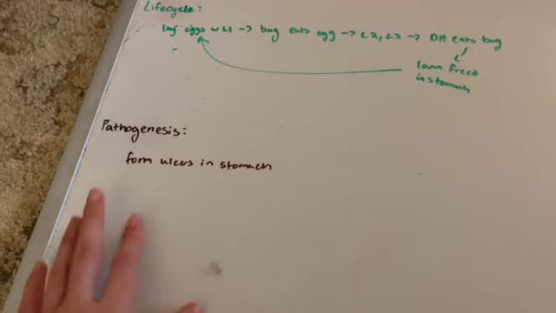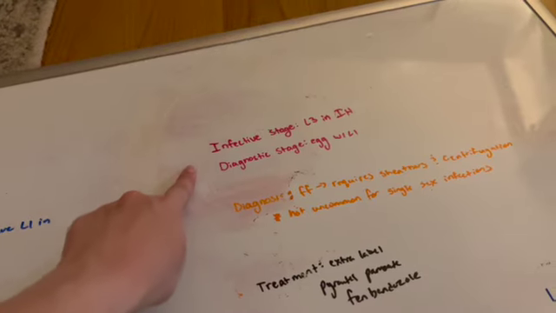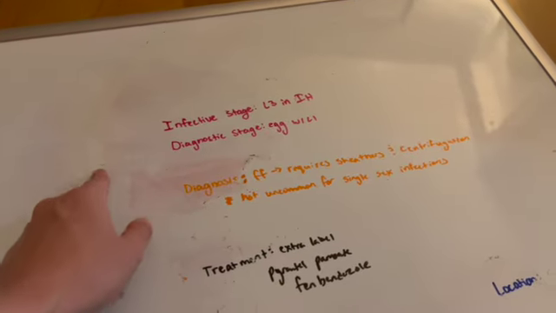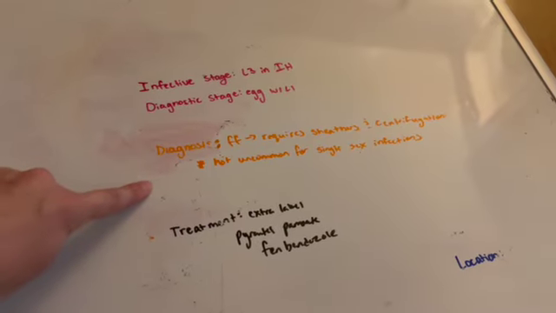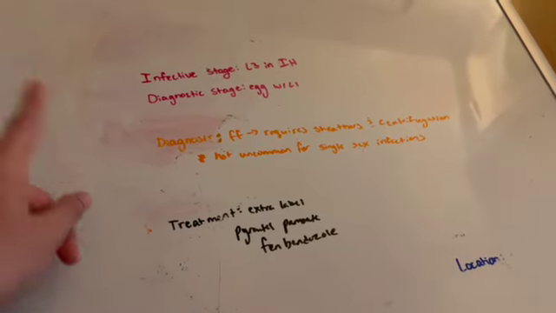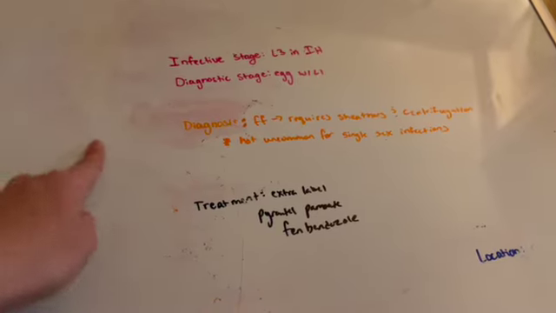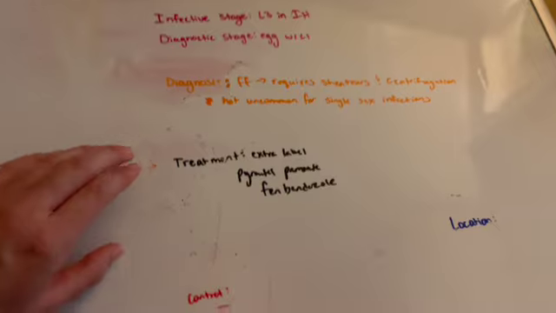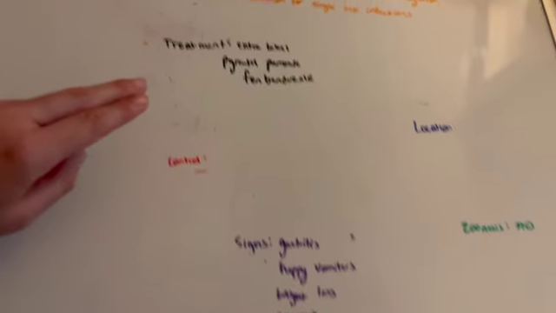Pathogenesis, it forms ulcers in the stomach. Again, its infective stage is L3 in the intermediate host. The diagnostic stage is going to be the egg with L1. Diagnosis, you can do a fecal float, but it's kind of hard because it requires Sheather's and centrifugation because these eggs are really heavy. And it's also not uncommon for single-sex infections. You only need one worm to cause symptoms, so you may not be able to do all of this. Treatment, all of it is extra label, you can do pyrantel pamoate and fenbendazole.